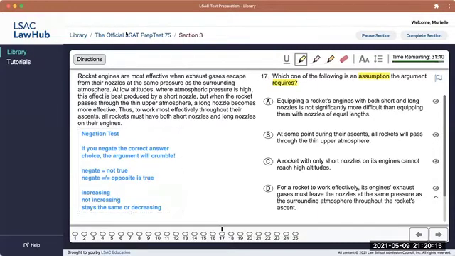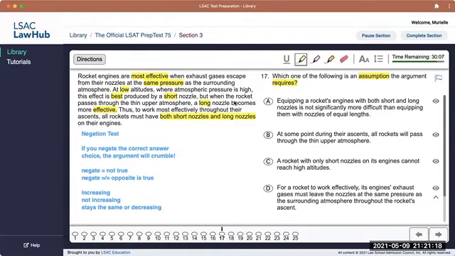So let's get into the stimulus. Maybe we'll do some highlighting here. Rocket engines are most effective when exhaust gases escape from their nozzles at the same pressure as the surrounding atmosphere. So that's when they're most effective. At low altitudes, where atmospheric pressure is high, this effect is best produced by a short nozzle. So at low altitudes, we want short, but when the rocket passes through the thin upper atmosphere, a long nozzle becomes more effective. So it depends where the rocket is as it's going upward. Thus, to work most effectively through their ascents, all rockets must have both short and long nozzles.